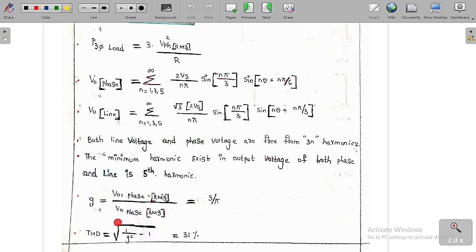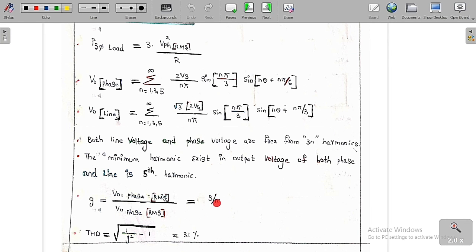I want to find what is the value of the distortion factor when I take the phase voltage as the reference value. It is the ratio of the fundamental RMS value of the phase voltage to the overall RMS value of the phase voltage. You know the overall RMS value, which we have just figured out, and for the fundamental RMS value, just substitute n is equal to 1 and divide by root 2. So 2Vs by pi into sine of pi by 3 by root 2. If you do the simplification, finally we are going to get 3 by pi.